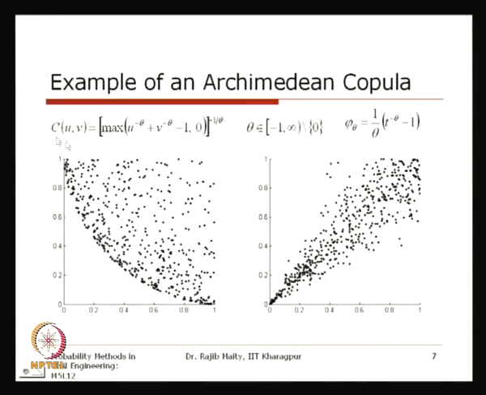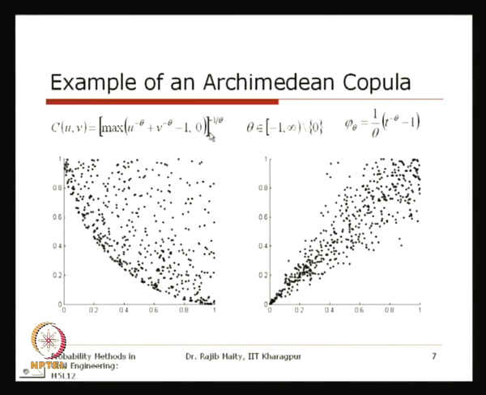Say, for example, here is another example of a copula function, which is the maximum of u power minus theta plus v power minus theta minus 1, comma 0. So, the maximum of these, to the power minus 1 by theta. Here theta, the dependence parameter, belongs to minus 1 to plus infinity excluding 0. This means the dependence can range from minus 1 to plus infinity, and the 0 value is excluded from this range.